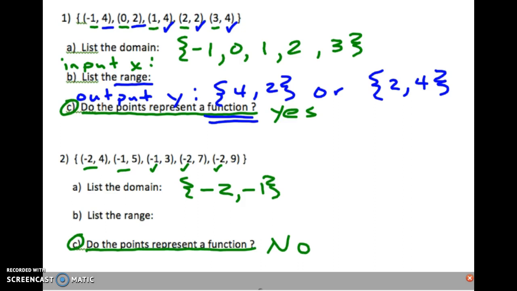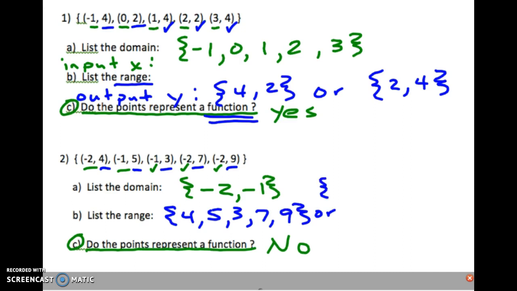Looking at the range, we're dealing with the y values, so let's see what we got. We got 4, we got 5, we got 3, we got 7, and we got 9. Or, for those who like putting them in order, we got 3, 4, 5, 7, and 9. So that takes care of the domain, range, and function problems.